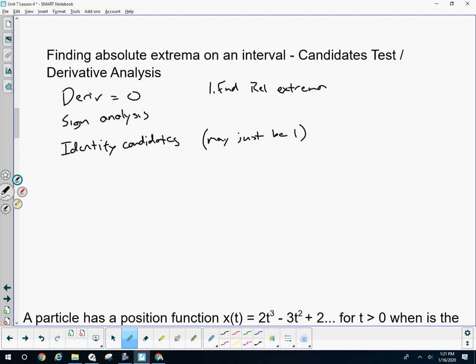If there's more than one candidate, if you have 2, which is probably your other situation, though you could have more than 2, just compare their values. Plug in the t values into the original equation and compare values. Compare values if more than one. So you found the relative extrema, and this is what we call the candidates test. Okay?